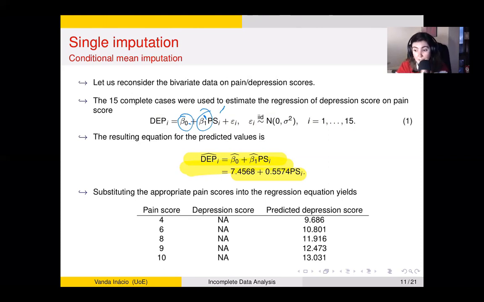Okay, and just to make an aside here, I'm using a simple linear regression model. If I had more variables with complete information, I would use a multiple linear regression model, but there are some assumptions here that need to be satisfied. In particular, in this case, that the relationship between the depression and pain scores is linear, that the errors are independently and identically distributed, that they follow a normal distribution, and that the variance of the errors is constant.